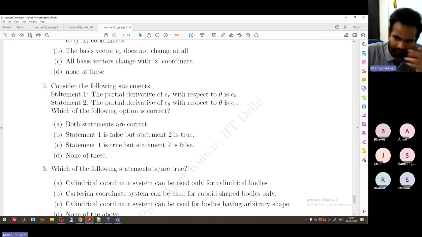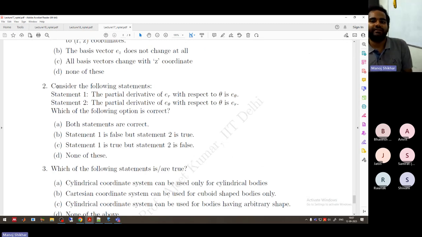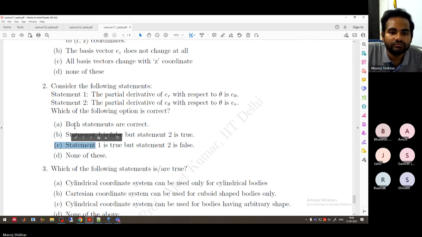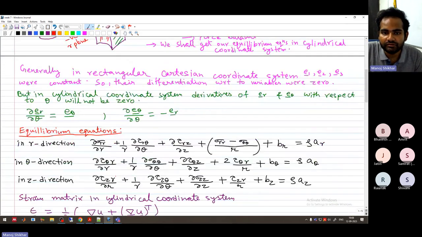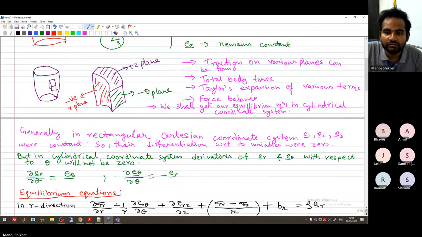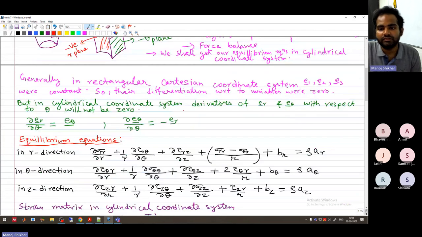Then lecture 17, the questions are: consider the following statements. Statement 1, the partial derivative of ER with respect to theta is E theta. So this is true. The partial derivative of E theta with respect to theta is ER. So this is not correct. So the answer is statement 1 is true, but statement 2 is false. You can see the relation I have given you somewhere. Here you can see the relation. Okay.